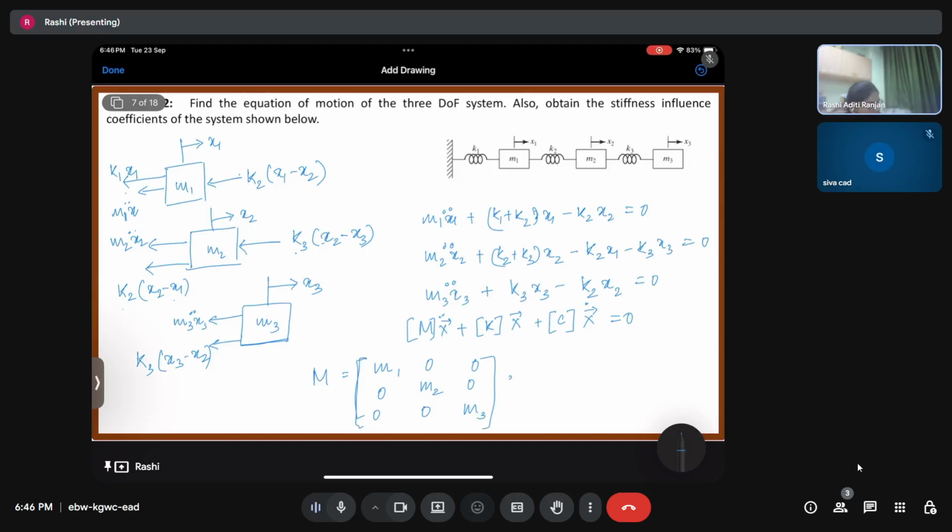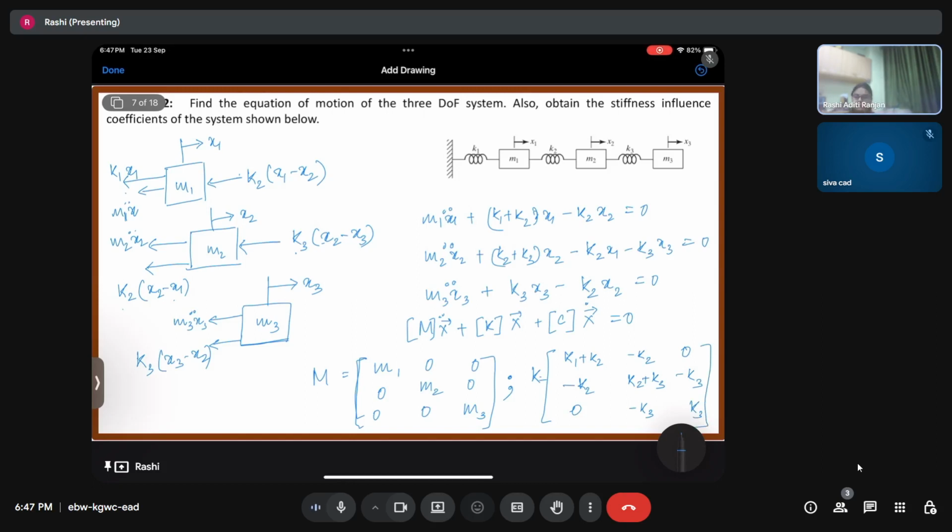Okay, and then we have k as k1 plus k2, minus k2, 0; minus k2, k2 plus k3, minus k3; 0, minus k3, sorry, it should be minus, just a second, it should be minus, yeah, k3 only, and k3, this one.